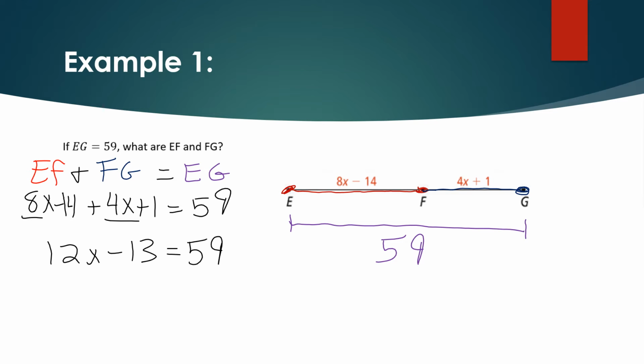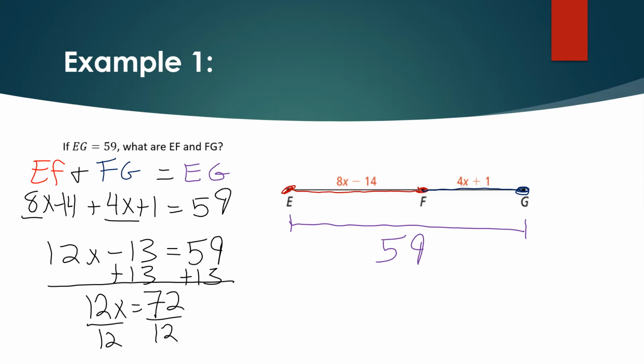So again, I'm trying to get my x by itself first, so I'm going to add 13 to both sides. And that gives me that 12x equals 72. So if 12x is 72, I need to get just 1x. So I'm going to divide both sides by 12. And when I do that, I get that x equals 6.